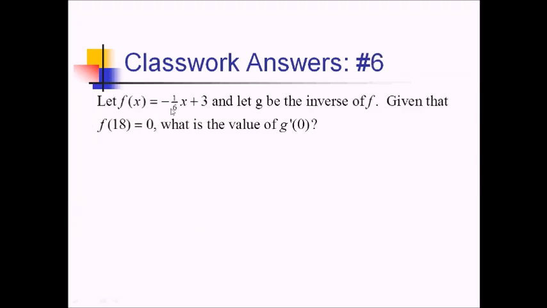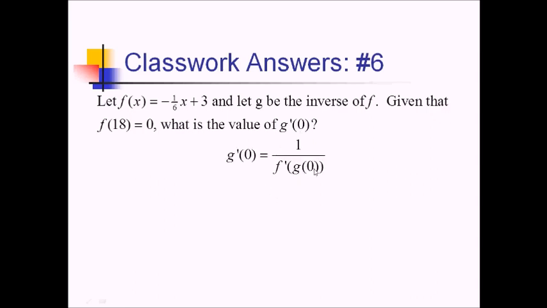On this problem, f of x is equal to negative 1/6 x plus 3. G is the inverse of f. If f of 18 is 0, we want the value of g prime of 0. Since we're taking the derivative of an inverse, we'll use our inverse derivative formula. So g prime of 0 we can say is equivalent to 1 over f prime of g of 0.